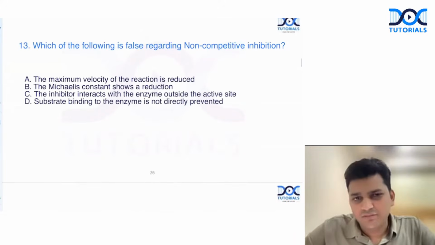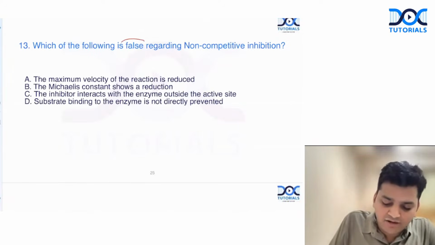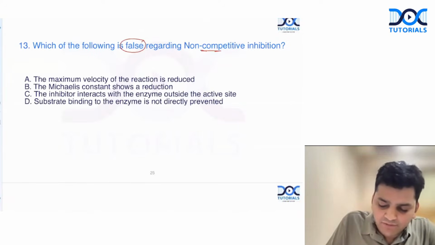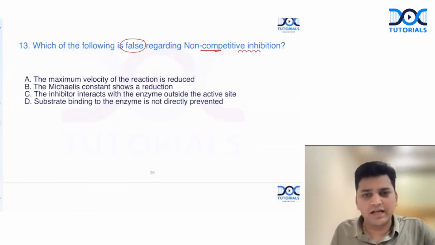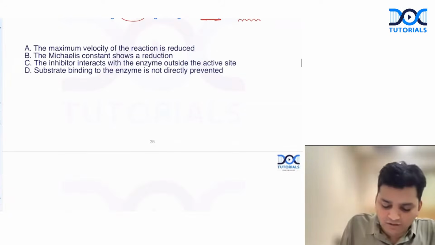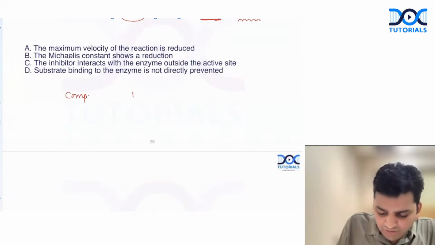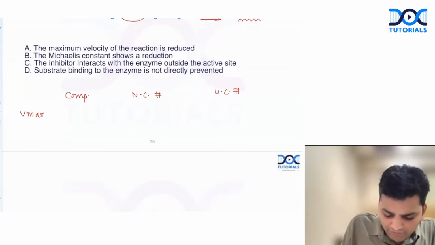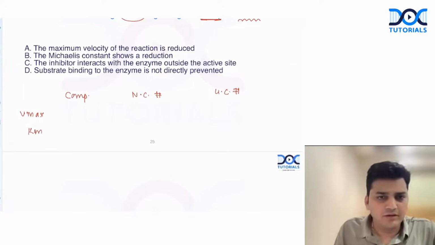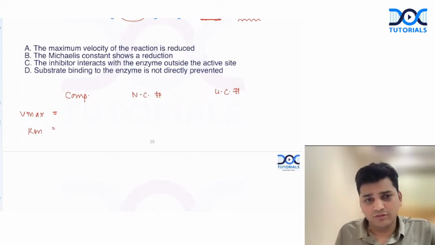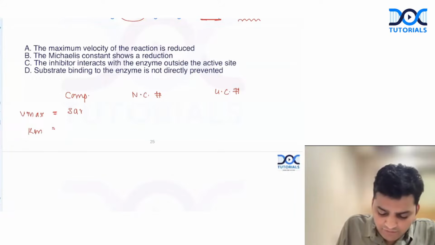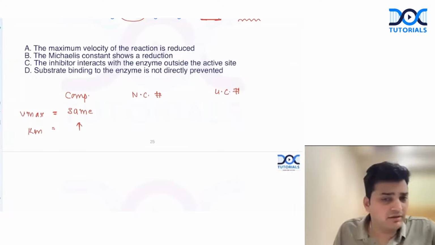Now, this was a simple question. Which are the false statements regarding non-competitive inhibition? Non-competitive inhibition, we have discussed that in the revision class, right? We have the competitive inhibition, the non-competitive inhibition, and the uncompetitive inhibition. We should know what is happening with the Vmax and what is happening with the Km. In the competitive inhibition, you can compete with the inhibitor and you can reach the Vmax. The Vmax will remain the same, but the Km is going to increase.